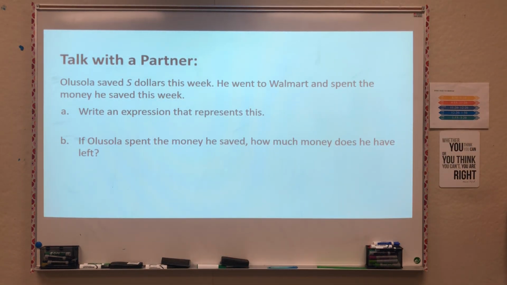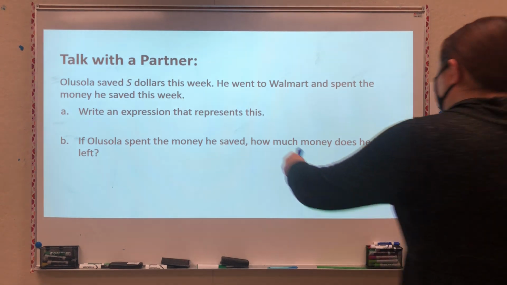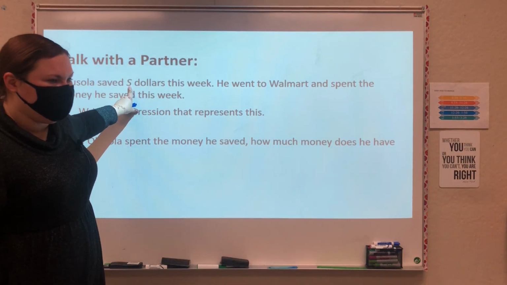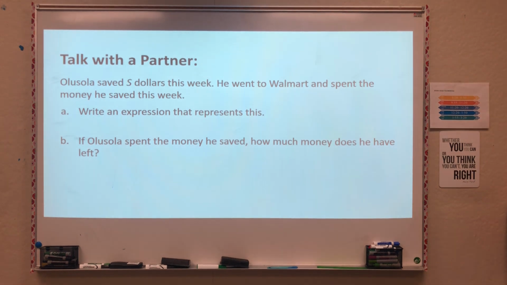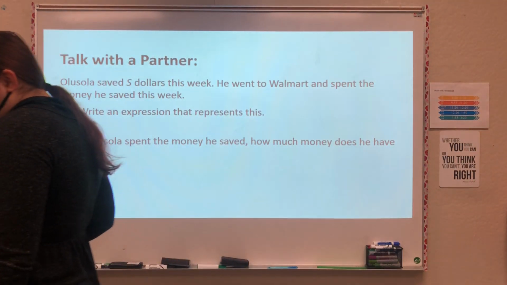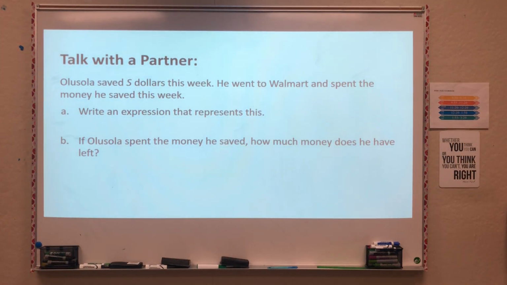I love how you're defining variables. It already told us the variable, so we're going to use what they told us. He saved S dollars. Because they already gave us the variable there, you don't need to worry about that.